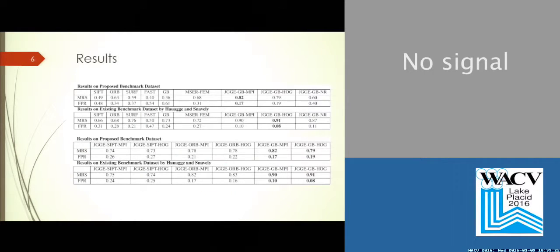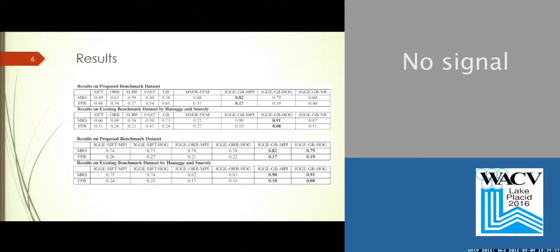And here are some of the quantitative results. The first two tables represent the comparison of our approach with other feature-based approaches like SIFT, ORB, SURF, FAST, and GB, along with a shape-based approach from which our model is inspired, MSER-FEM. You can see that our approach performs significantly better than others, and there is a comparison with and without regularization as well. The last column represents our approach without regularization. So in that case, regularization to some extent affects the performance of the proposed approach.